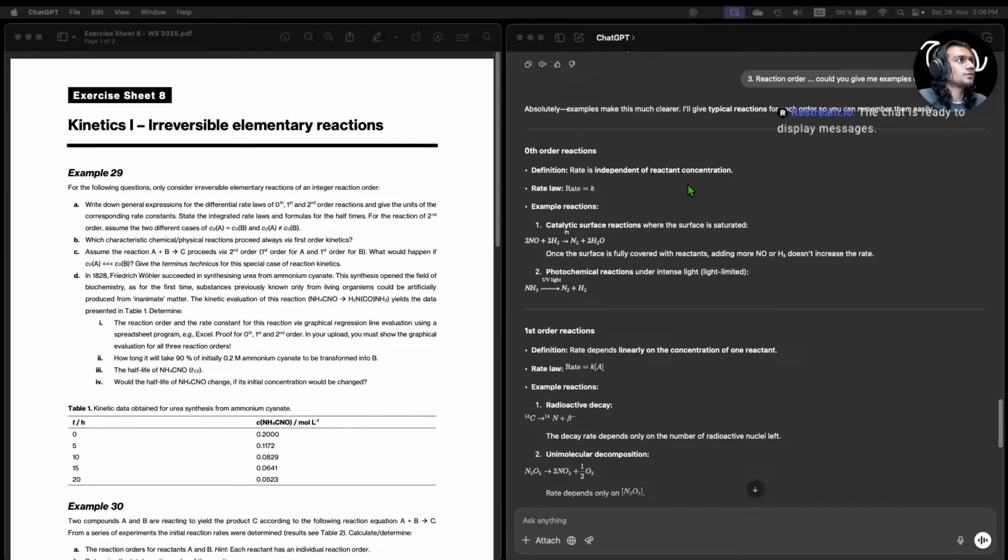Definition: rate is independent of the reactant concentration. Rate equals k. Examples: a catalytic surface reaction when the surface is saturated, and a photochemical reaction under intense light. Okay, so these are reactions where the concentration of the reactant does not matter. That means that for the reaction to happen, something else other than the reactant is required.